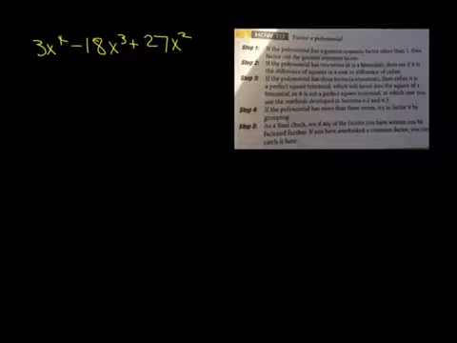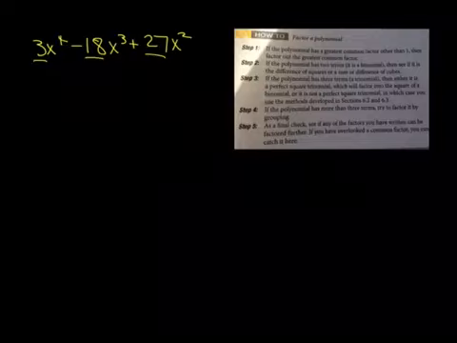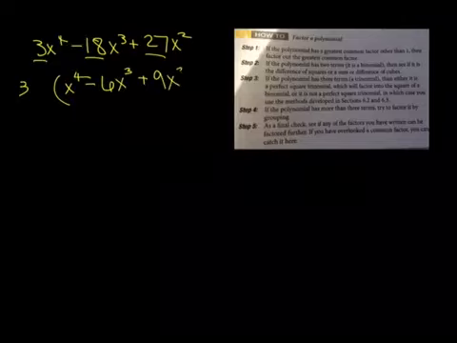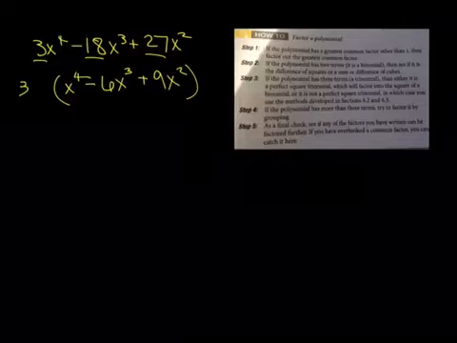So, first question, is there a greatest common factor? Is there something, a number here that's common here, here, and here? Well, yes, there is. There's a 3. So, if I take a 3 out, I'm left with x to the 4th there, a 6, x cubed there, plus a 9, x squared there. So, I factored that 3 out.